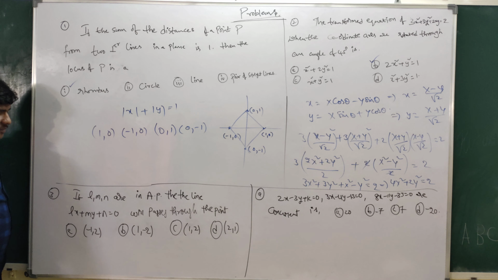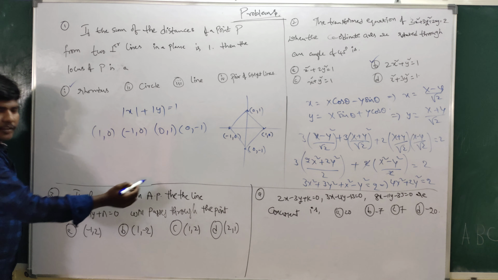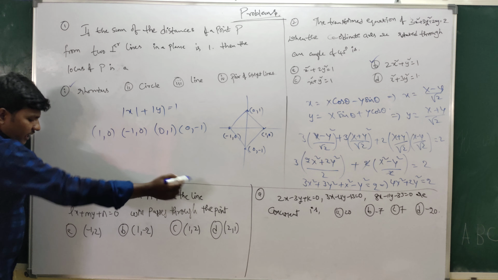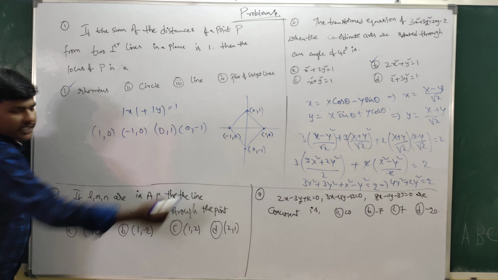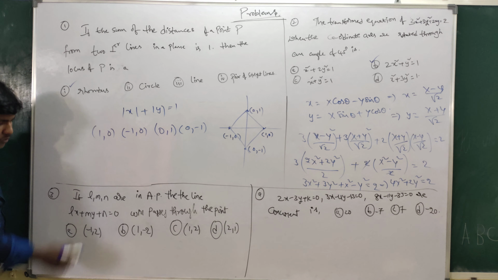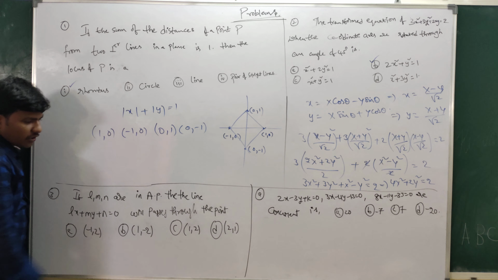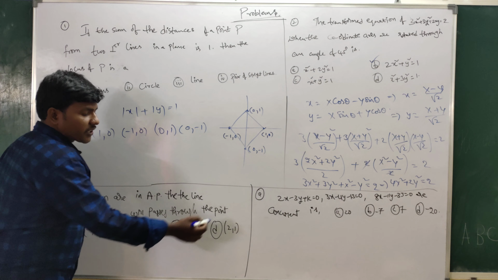Next, third problem. If L comma M comma N are in arithmetic progression, then the line Lx plus My plus N equal to 0 will pass through the point: option A minus 1 comma 2, option B 1 comma minus 2, option C 1 comma 2, option D 2 comma 1.